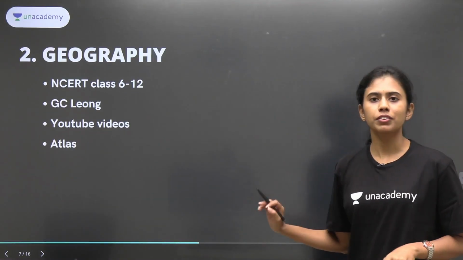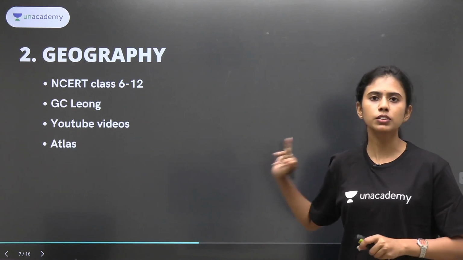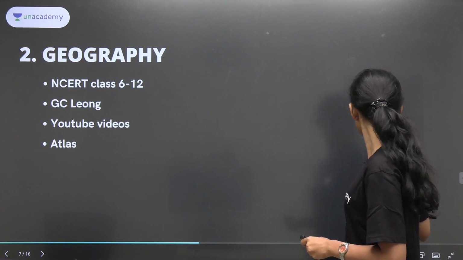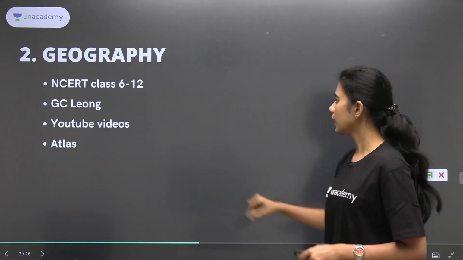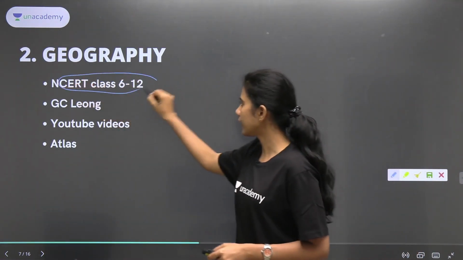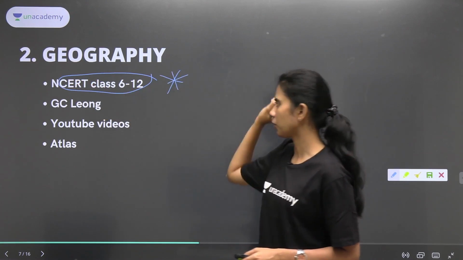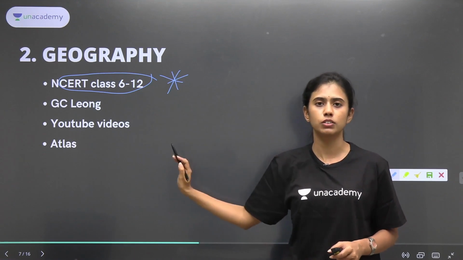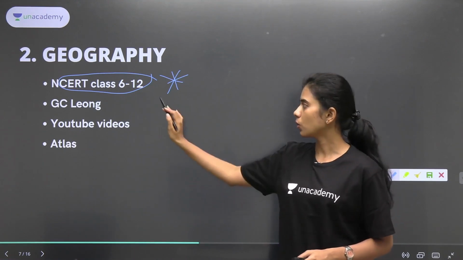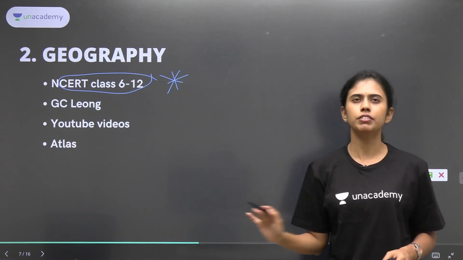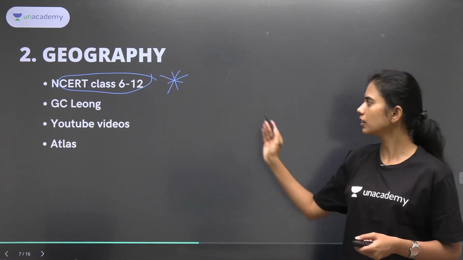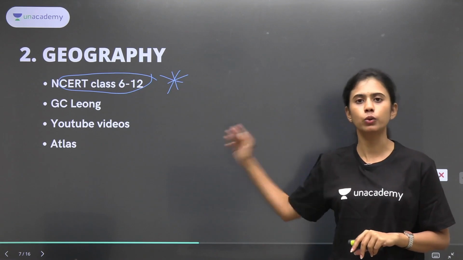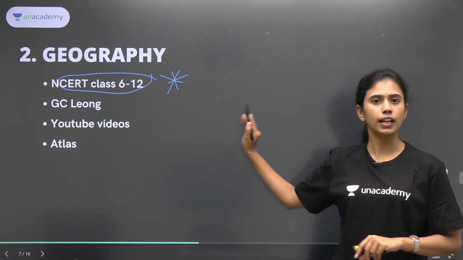Now coming to geography, again it's a very small book list because the NCERT class 6 to class 11 is very important. That is something that will help you cover almost all areas of your geography. So class 6 to class 12, there are about 9 NCERTs I think. This has to be done very thoroughly. Even prepare notes out of these NCERTs, they are that important.